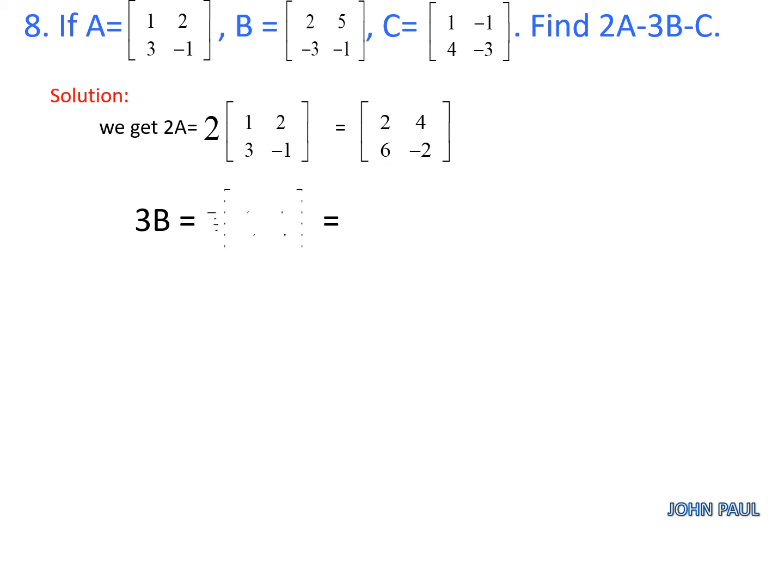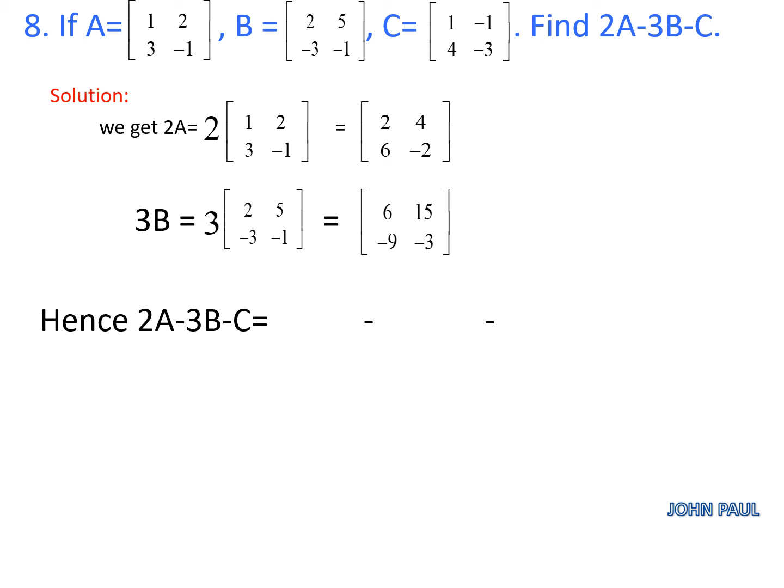Similarly, 3B equal to 3 into B. Again multiply 3 with all the terms. 3 into 2, 3 into 5, 3 into minus 3, 3 into minus 1. We get 6, 15, minus 9, minus 3.